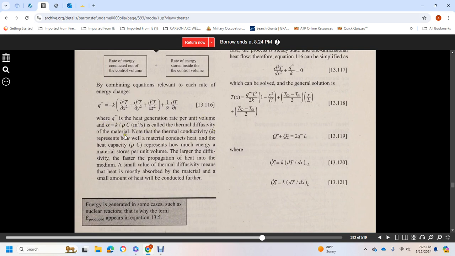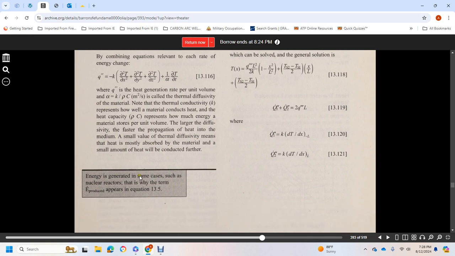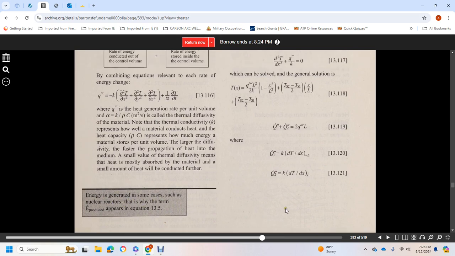The thermal conductivity represents how well the material conducts heat, and the heat capacity represents how much energy the material stores per unit volume. The larger the diffusivity, the faster the propagation of heat into the medium. A small value of thermal diffusivity means the heat is mostly absorbed by the material, and only a small amount will be conducted further. Energy is generated in some cases, such as nuclear reactors, where this term, the energy produced, appears in equation 13.5.